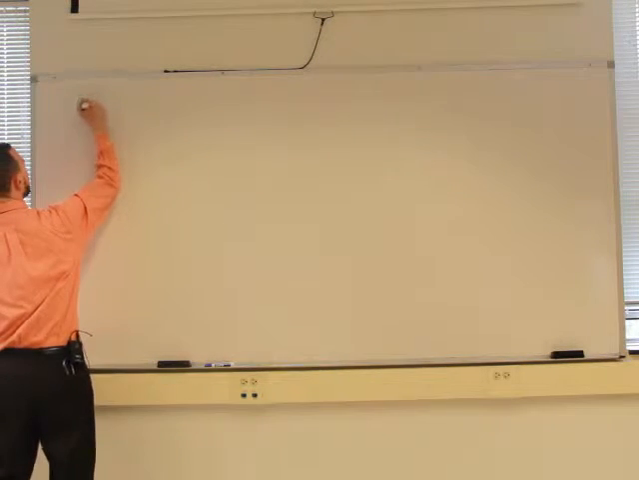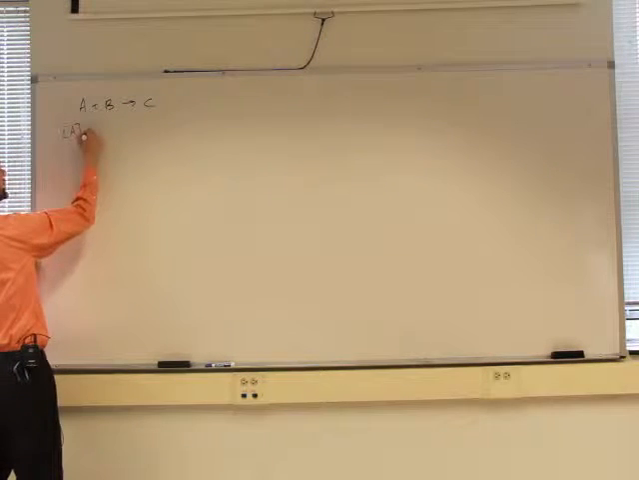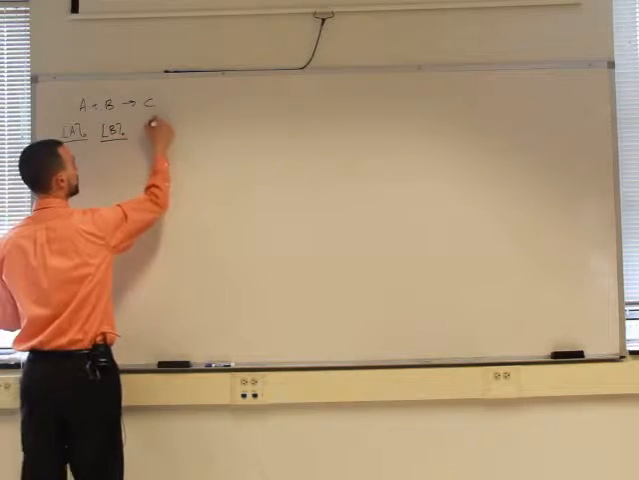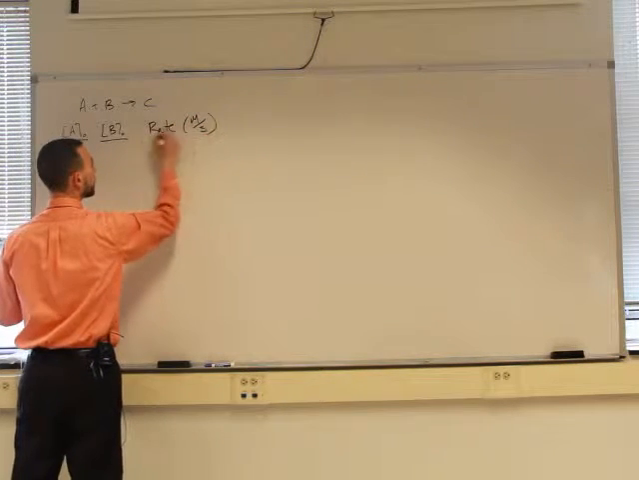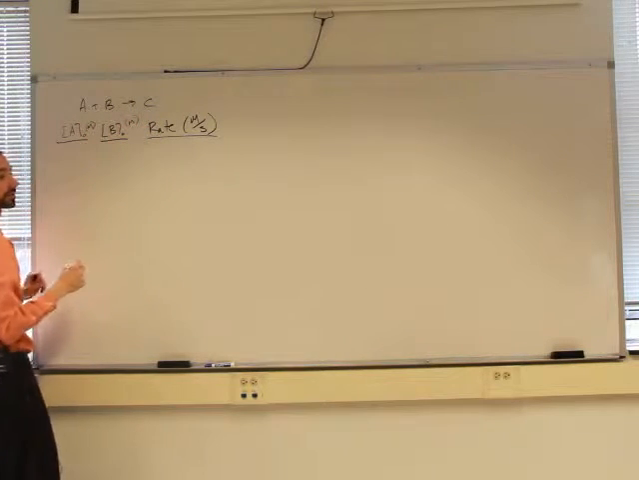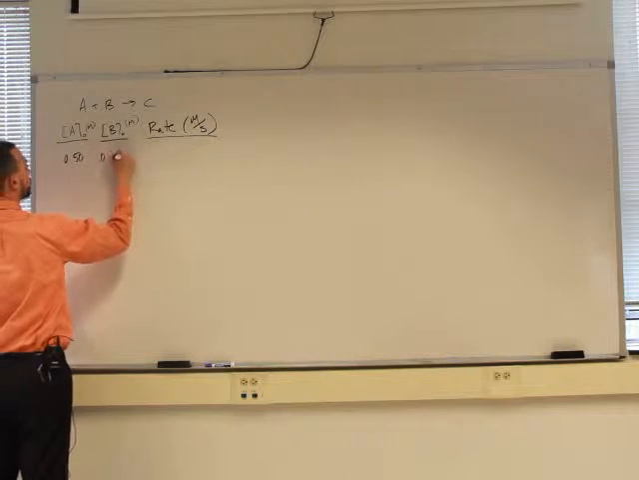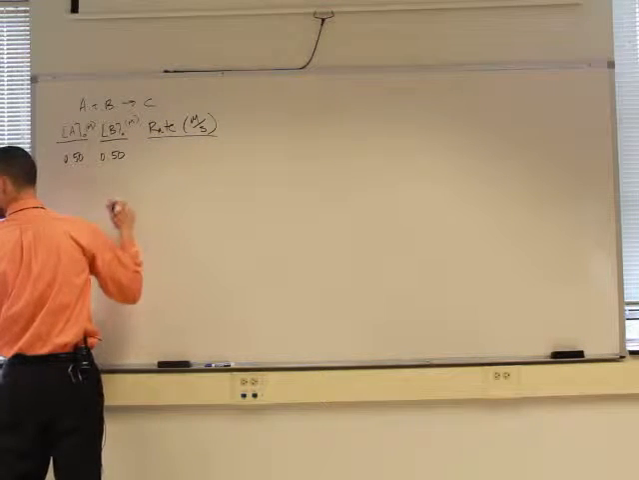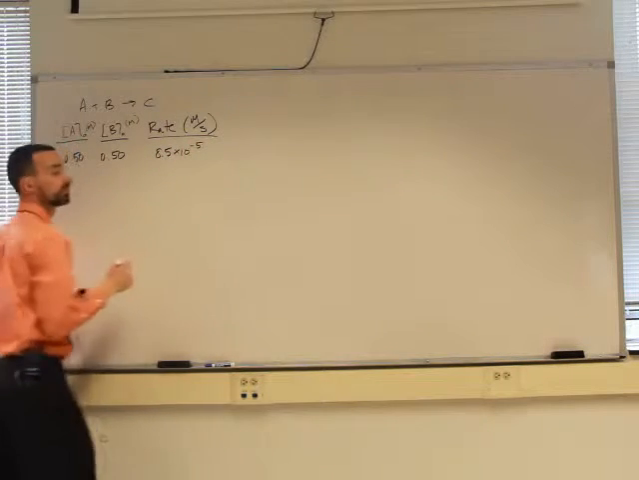So I'll just use a generic reaction here, A plus B to give me C. In this case, I could potentially have the initial concentration of A and the initial concentration of B, and I could see how each of them affects the rate of the reaction. So these will be molarities, of course. In my first trial, I'm going to use 0.5 molar for both A and B, and my rate is going to be 8.5 times 10 to the minus 5.